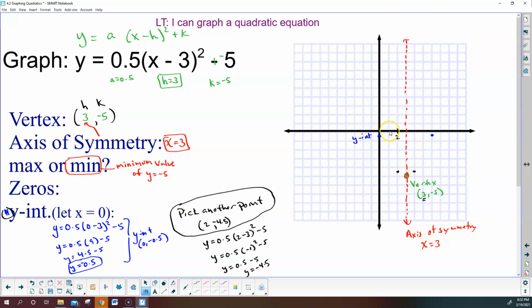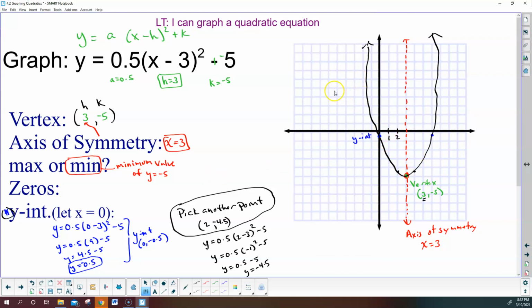If you really want to test, you could test positive 1. And when you do that, you get a point somewhere over here, and then you could reflect that, and you just will get more and more points. Okay, that's getting a little rough. But there's my smooth curve, my parabola. It's opening upward, and I have all the values that I need.